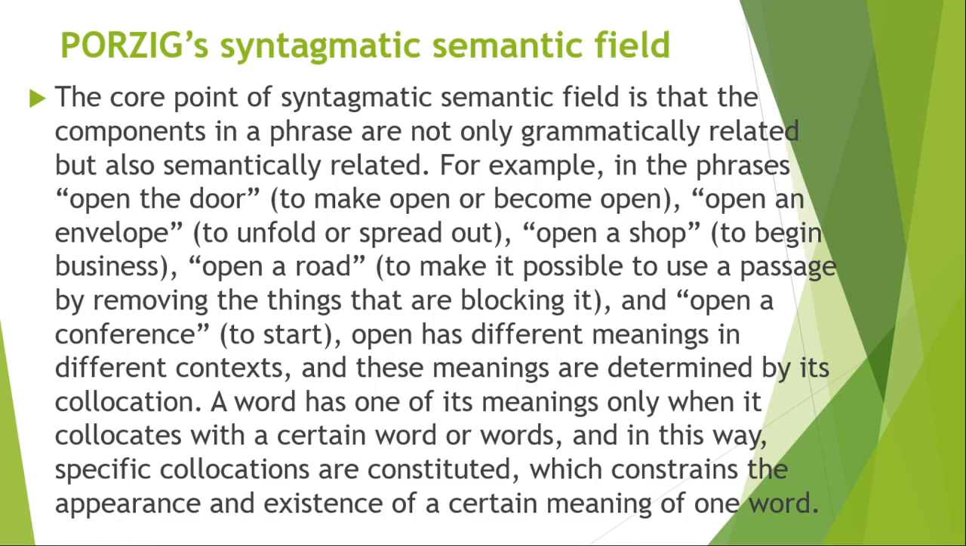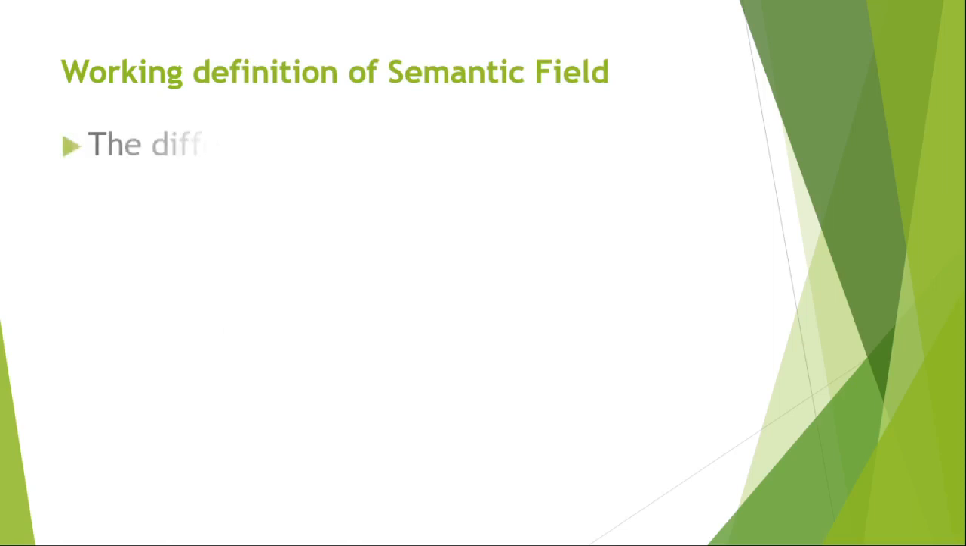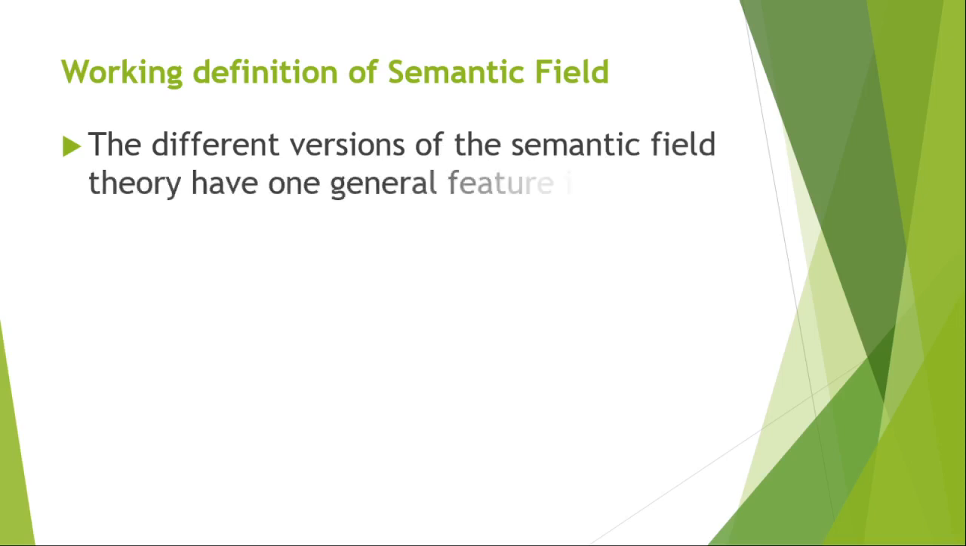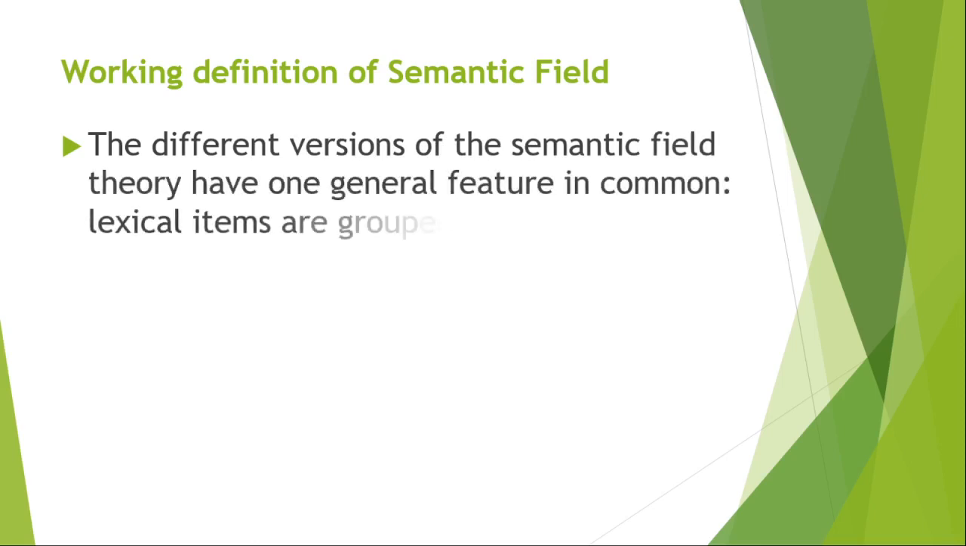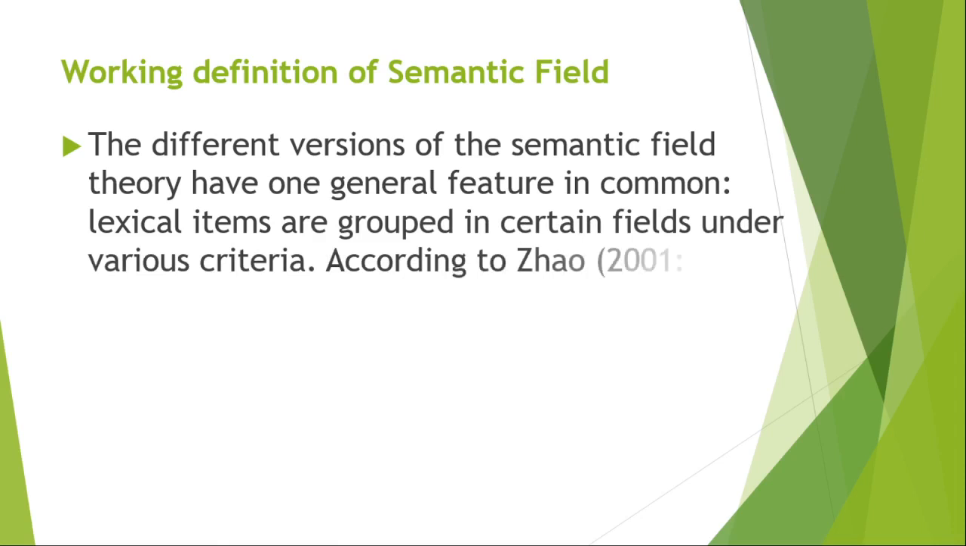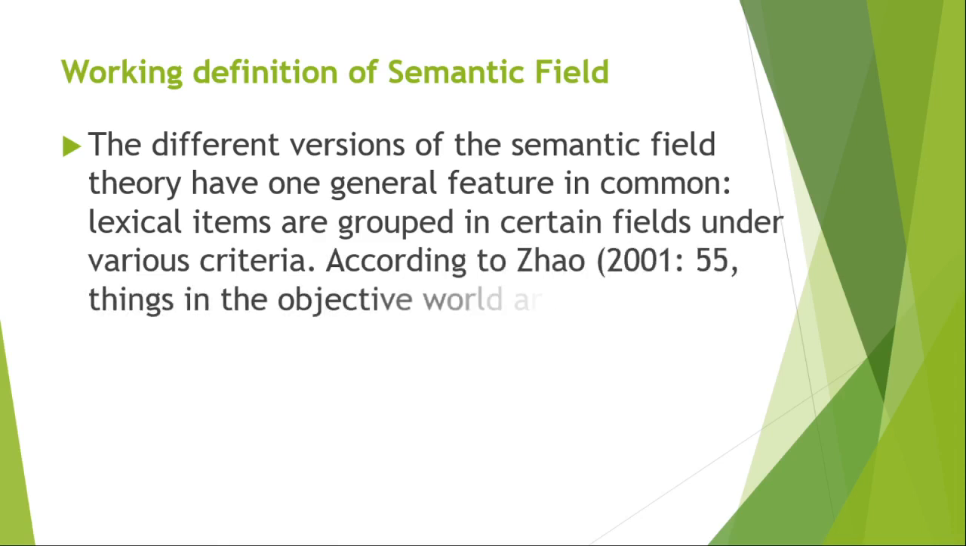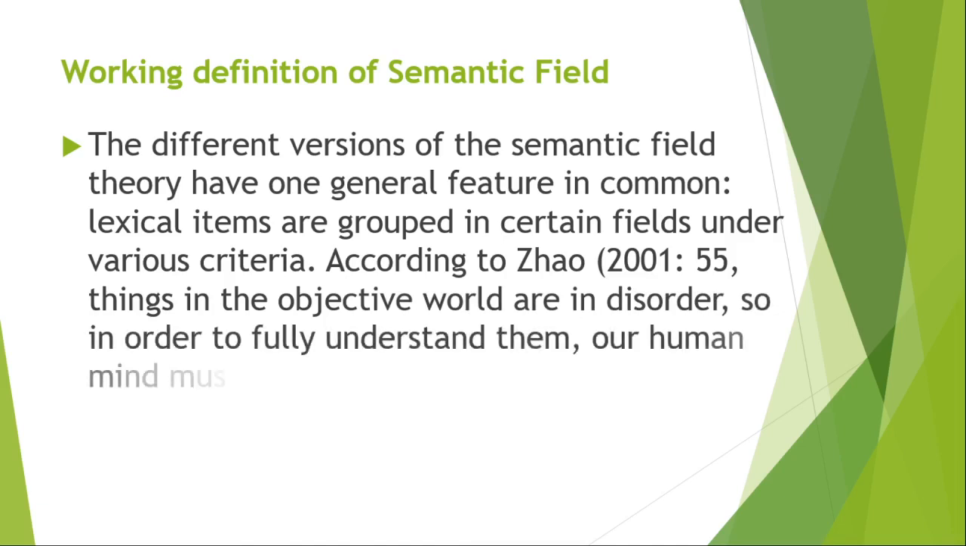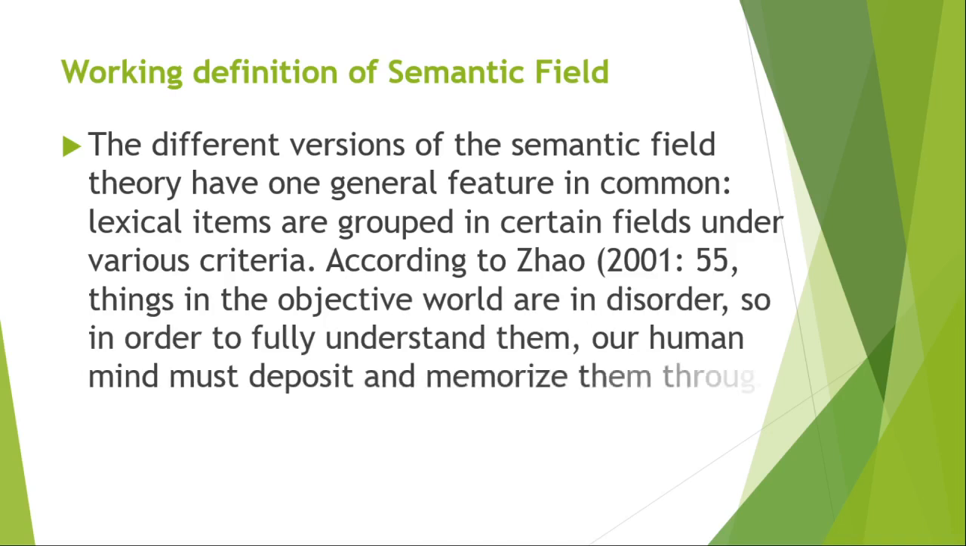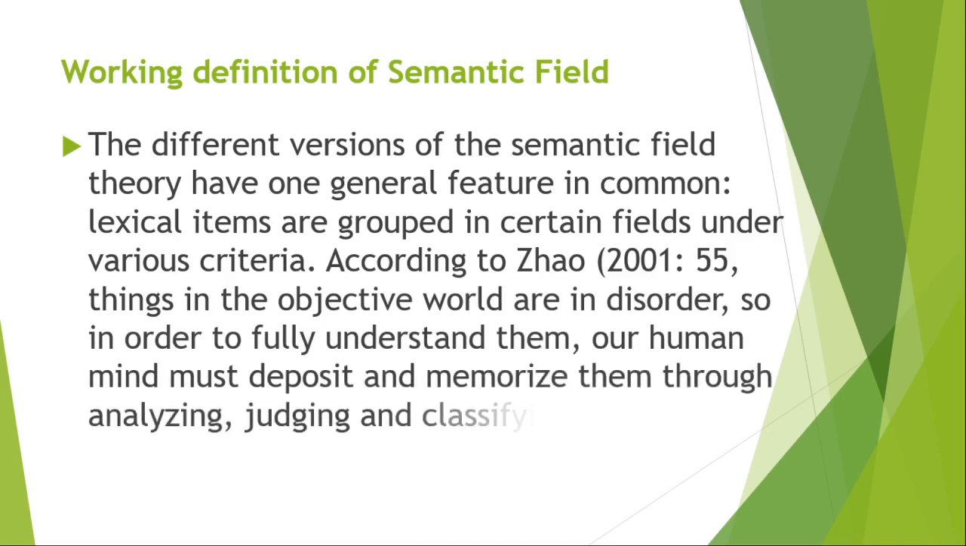Now, the working definition. What will be the working definition of semantic field theory? The different versions of semantic field theory have one general feature in common: lexical items are grouped in certain fields under various criteria. According to Zhou, things in the objective world are in disorder. So, in order to fully understand them, our human mind must deposit and memorize them through analyzing, judging, and classifying.